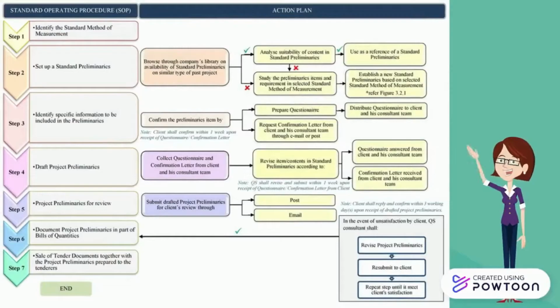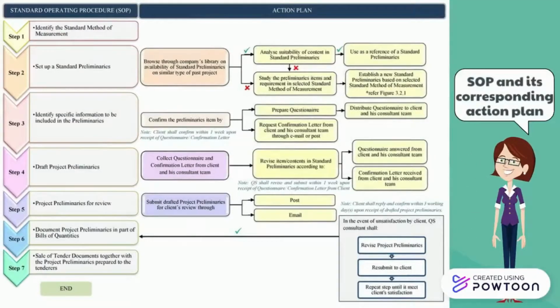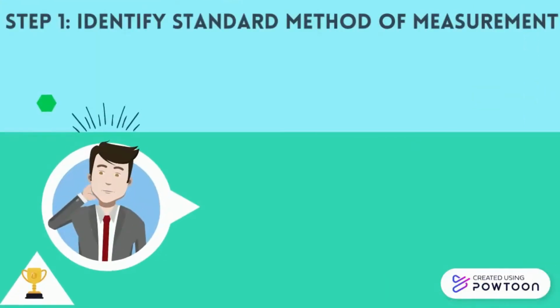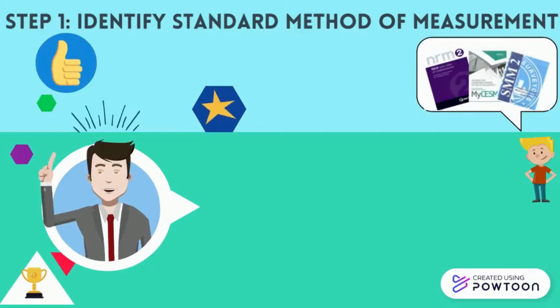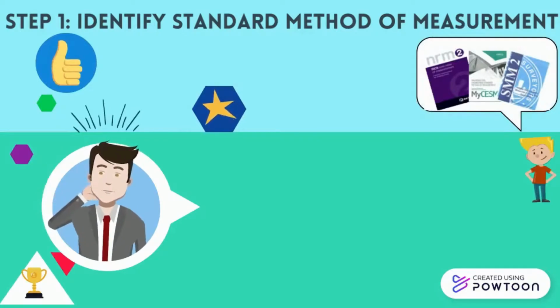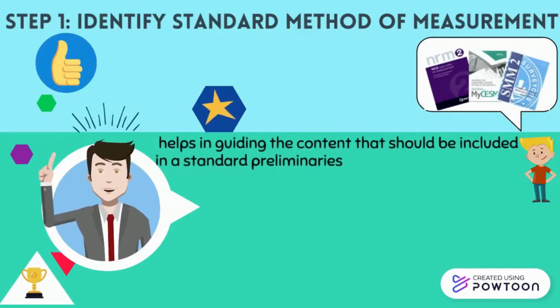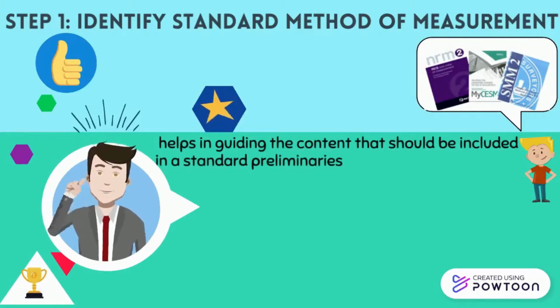Generally, this is the SOP and its corresponding action plan on each stage during the preparation of preliminaries, that are set up by our team, which start from identify standard method of measurement to date of selling tender documents. Step 1. Identify standard method of measurement. The purpose of this step is to ensure the preliminaries is qualified and valid, as it helps in guiding the content that should be included in a standard preliminaries.